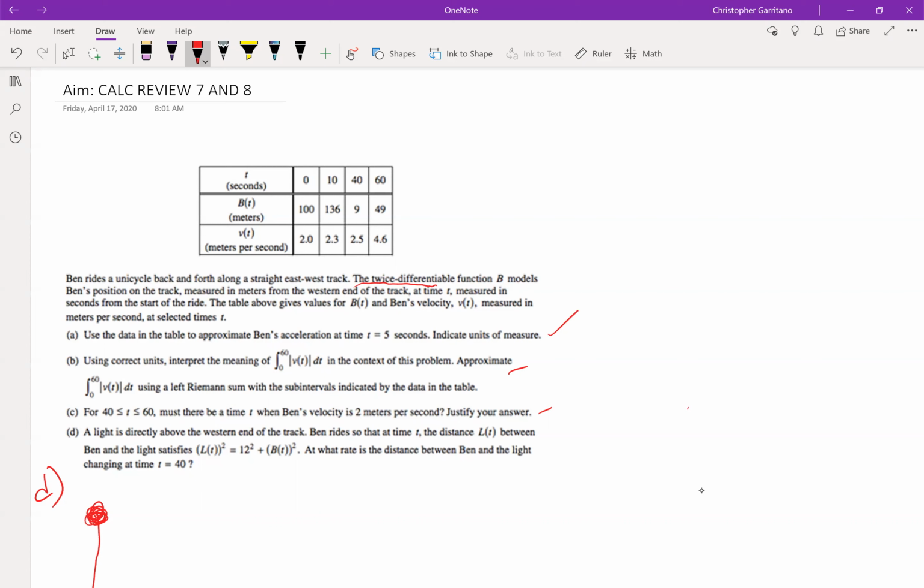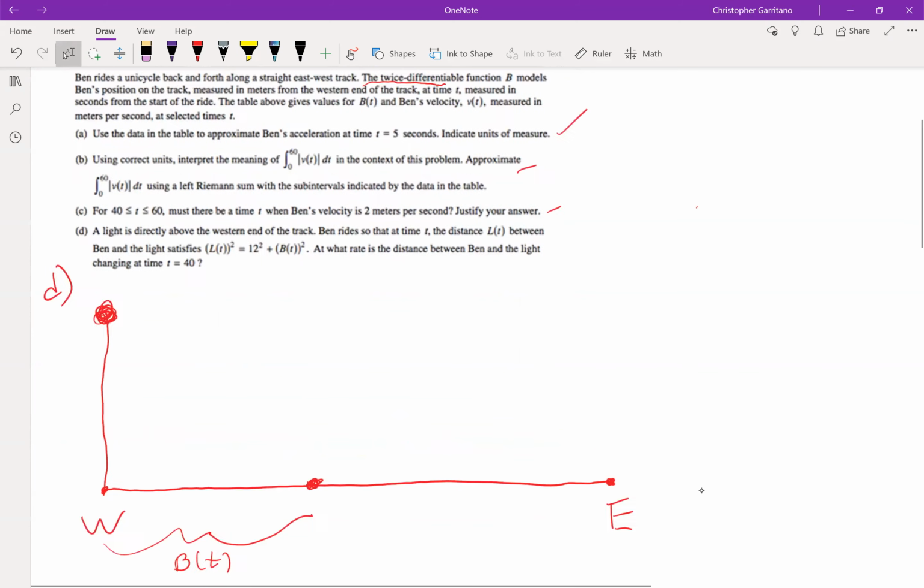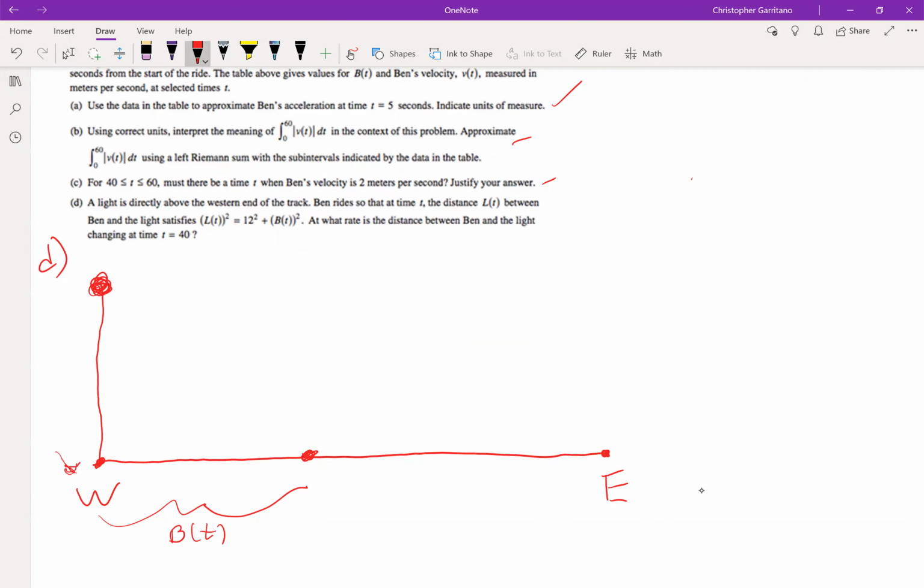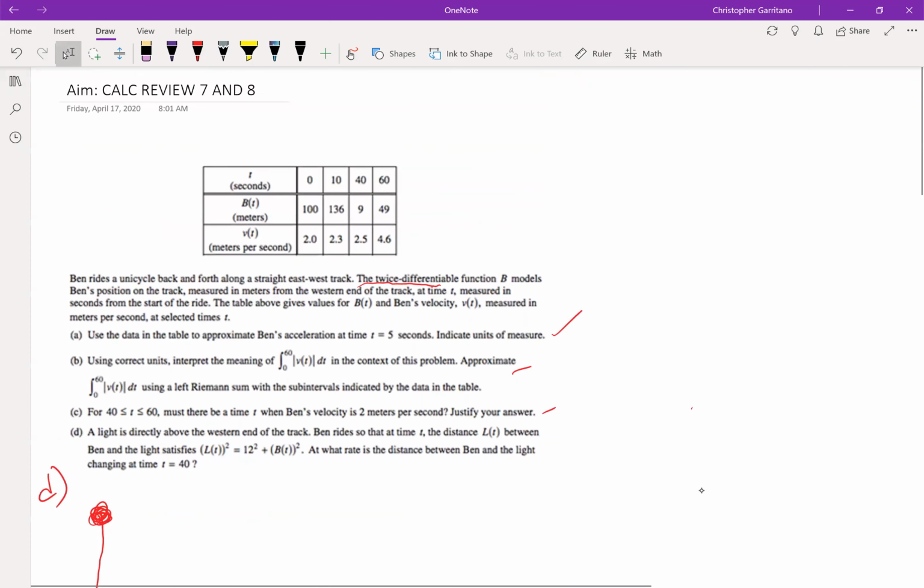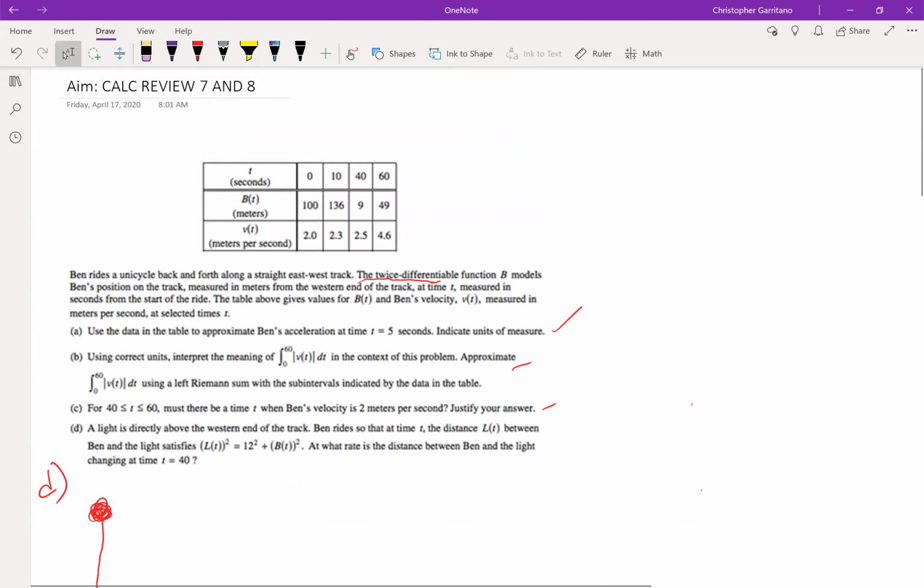But for this video, I'm going to go over part D, which was a problem that I discussed in an SGI with a student. And I think it's definitely worthy of discussion. So part D says that a light is, well, actually, let's set up the problem once again. So again, the situation is there's just this linear track that starts in the west and heads east. So it's a west to east track. And the function up here, b of t, that we're given is the distance between Ben, let's say Ben is at point B, and the westernmost edge or end of the track. All right, so that's this function b, and v is Ben's velocity at any particular time.